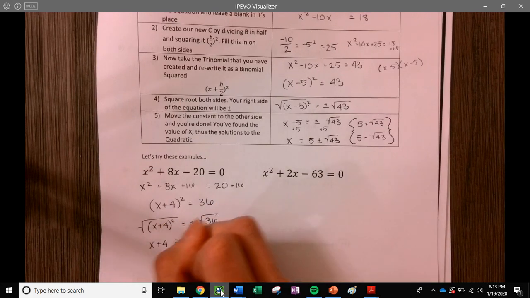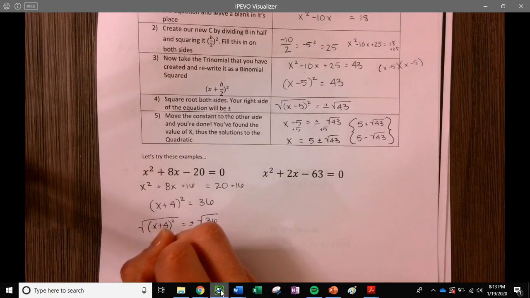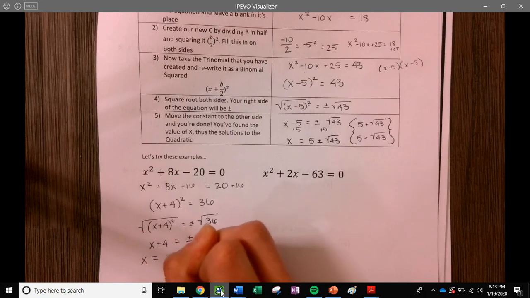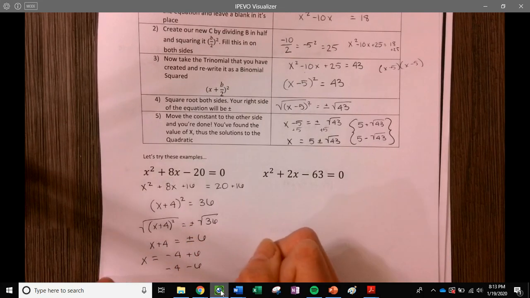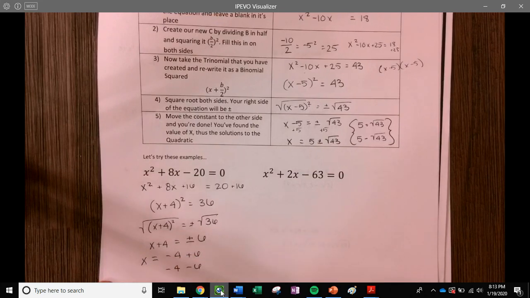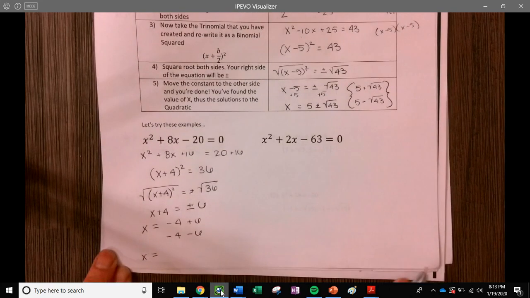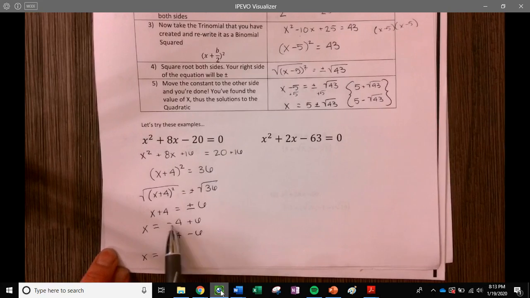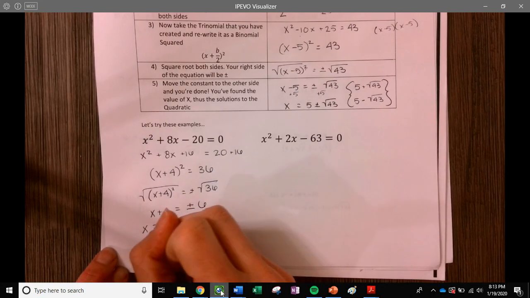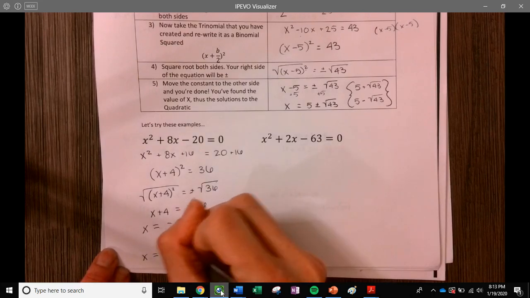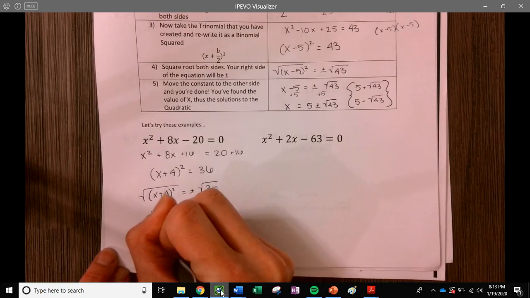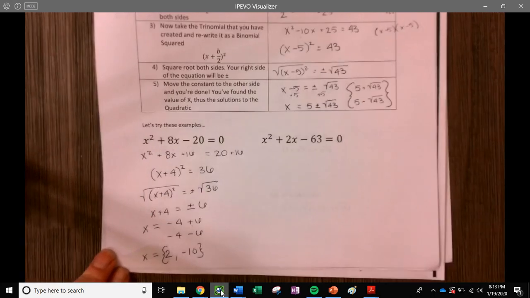So if I move my 4 to the other side, that gives me x equals negative 4 plus 6 or negative 4 minus 6. So x equals, well, I'm off the page. There we go. Negative 4 plus 6 gives me a positive 2. Negative 4 minus 6 gives me a negative 10. These are my two solutions.